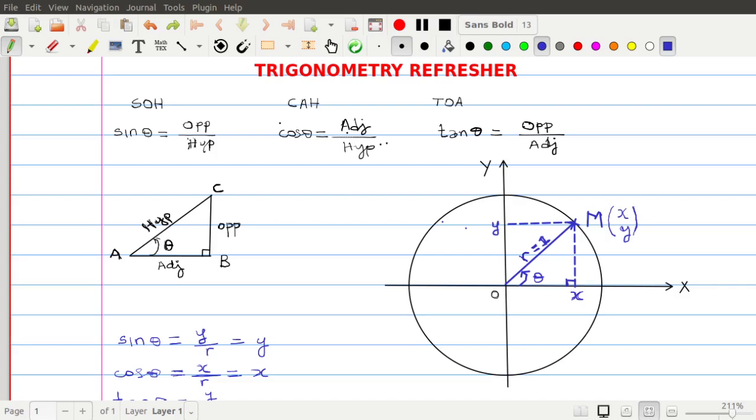Today we are going to cover a Trigonometry Refresher series. Why Trigonometry Refresher? Trigonometry plays an important role in mathematics and in applied mathematics, sciences, engineering, because in trigonometry we study triangles and the measure of the angles of those triangles.